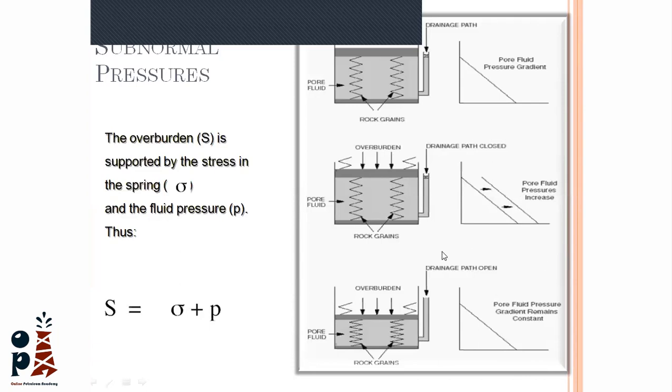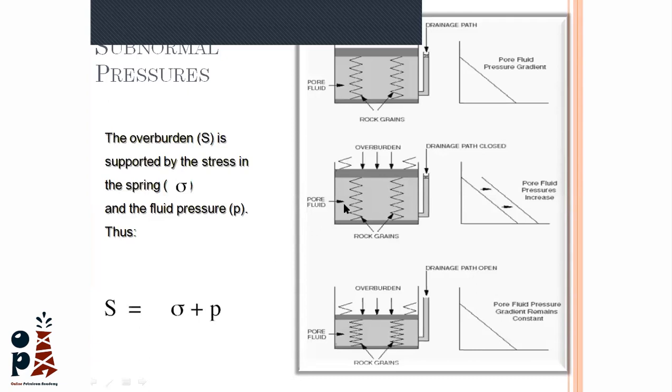But in case we open this valve and there is a communication between the formation and the surface, the fluid will come out and it will be a compaction process, and the pore pressure is still the same. And the overburden pressure here is equal to the pressure of the formation: the sigma here, which is the stress in the spring, in the rock itself, plus the pressure of the fluid.